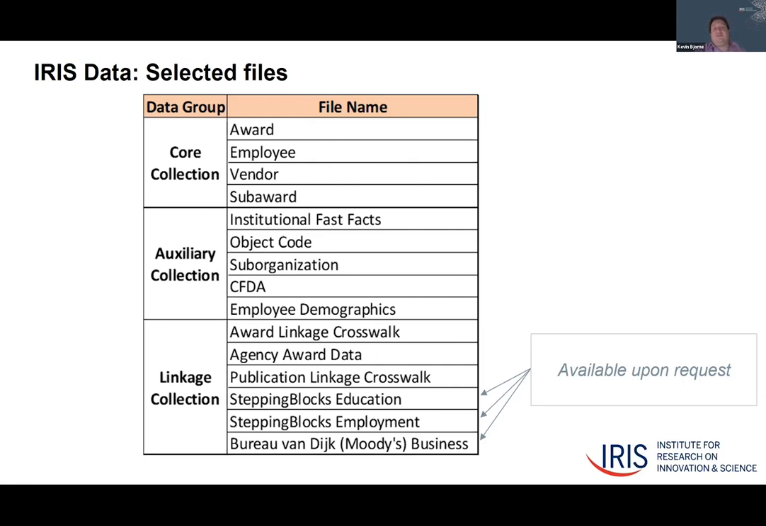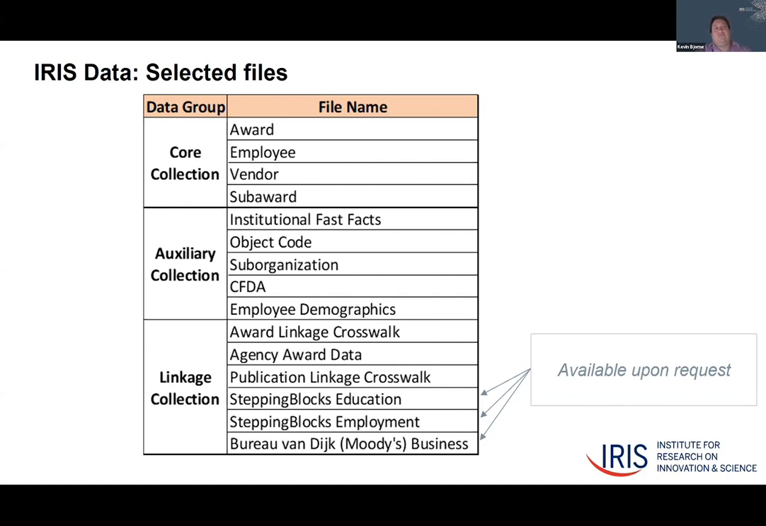Other things that we link to, so we have award linkage information, agency award data. Agency award data would be award data pulled from NSF, NIH, USDA, NASA, DOD, places like that. We pull that in, link it to the award data that's submitted by our members, and that way you can understand maybe abstract information. You can do topic modeling. You can do all kinds of different things with that. We do link to publications, just an example, Web of Science, things like that. You can pull that information in and do analysis on publications, which is one of the things that we do here at IRIS.